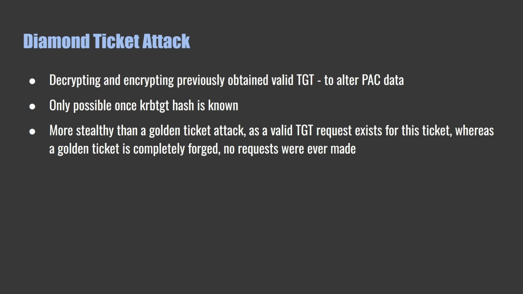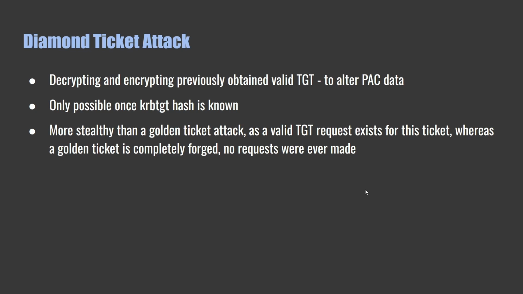This time, we're basically going to take a valid TGT, and then take another valid TGT, extract the PAC from one of them, and put it into the other valid ticket, so we can potentially move laterally that way. It's only possible once the KRBTGT hash is known, a bit like a golden ticket, because we have to modify the PAC data. It's more stealthy than a golden ticket attack, as a valid TGT request exists for this ticket, whereas a golden ticket is completely forged, no requests were ever made.